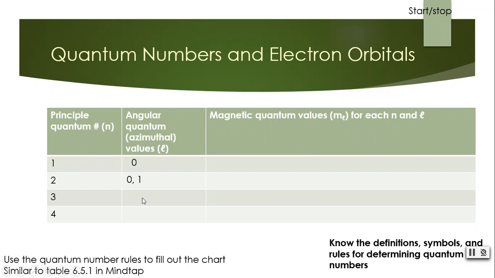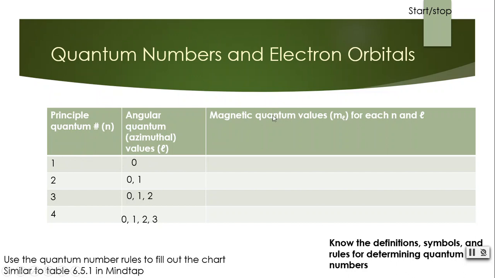So that means that the values of L for n equals 3 are 0, 1, and 2, and the values for n equals 4 are 0, 1, 2, and 3. So that's how you determine your azimuthal quantum number, or angular momentum quantum number, for a particular principal quantum number. It's a range from 0 to n minus 1.